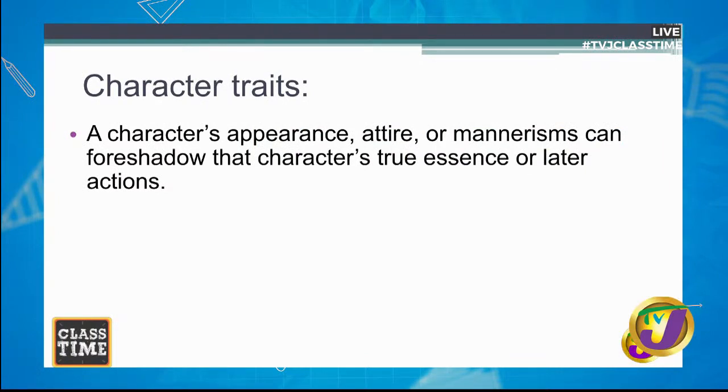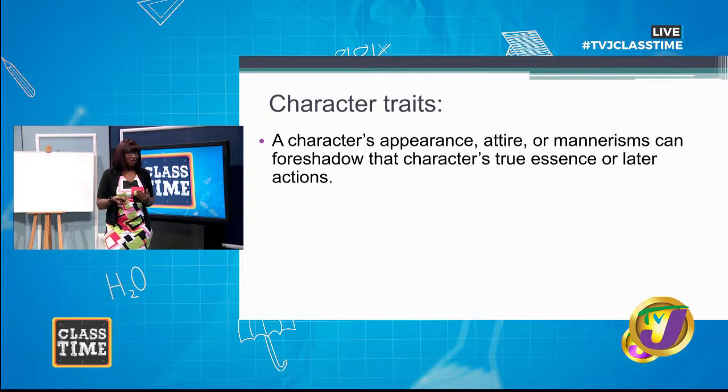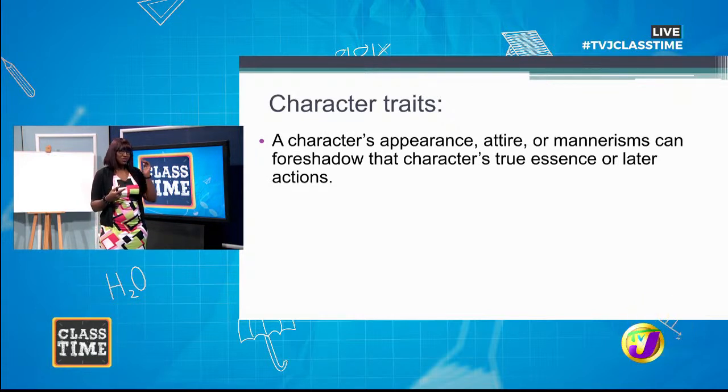If your character is constantly sad, that is telling us something to come. If your character wears red quite often, maybe that is indicating to us danger. If your character is always dressed in black, that could also indicate danger. That could also indicate maybe sadness. So you can use your character's traits in the description, in their characterization, to foreshadow something to come.